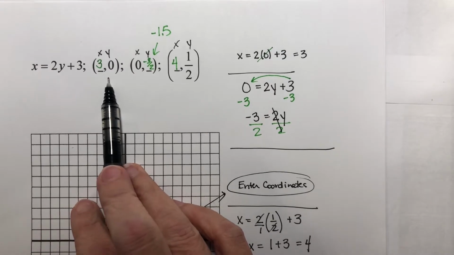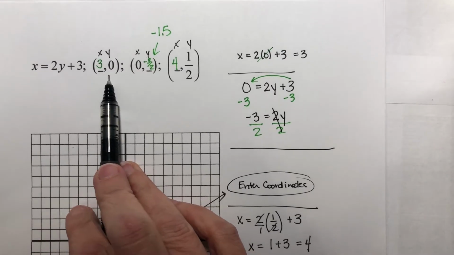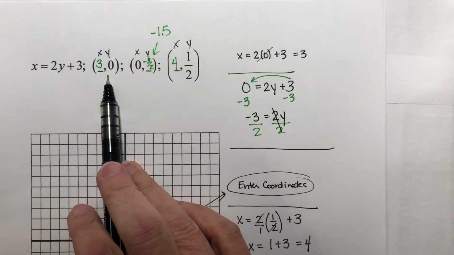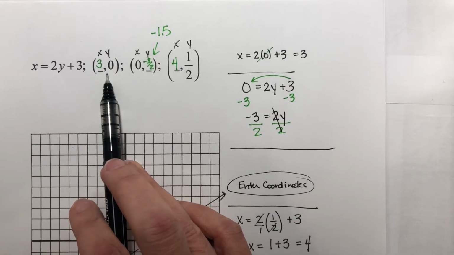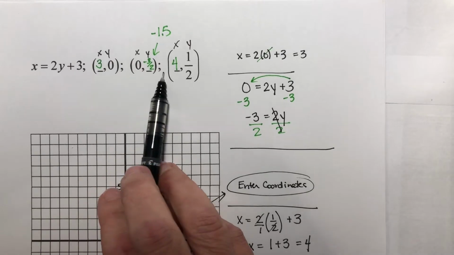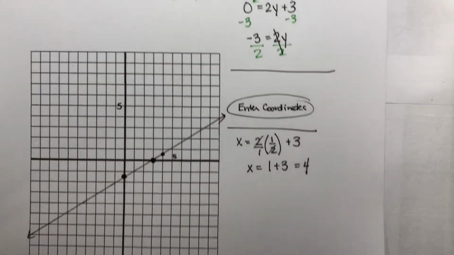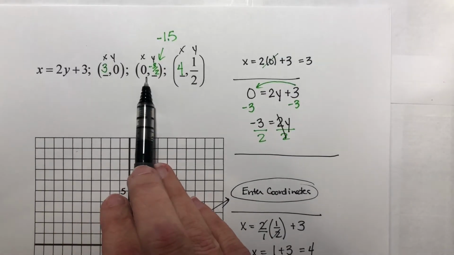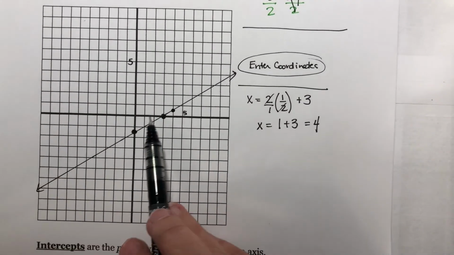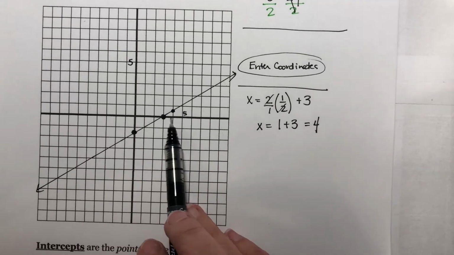One, zeros make arithmetic very easy. Plugging in zeros makes things disappear. It makes arithmetic nice. Definitely an advantage just there. But the other advantage to plugging in zeros for x and y is that the points are easy to plot. If you have a 0 in one of these two positions, those points are going to cross an axis.